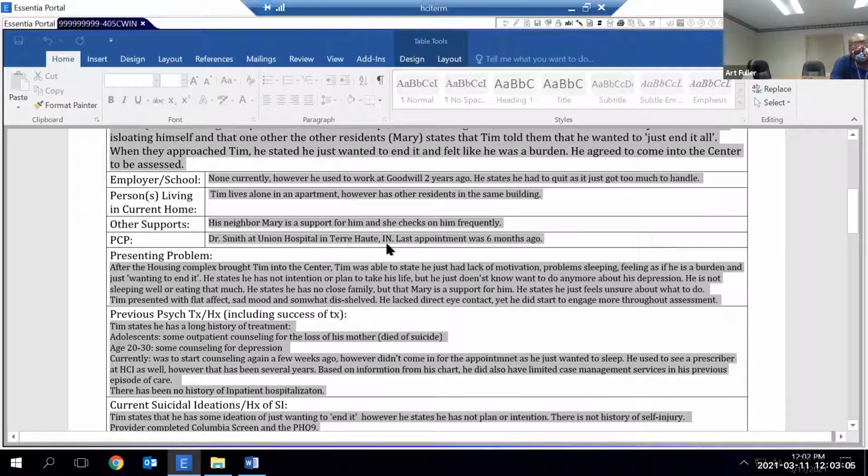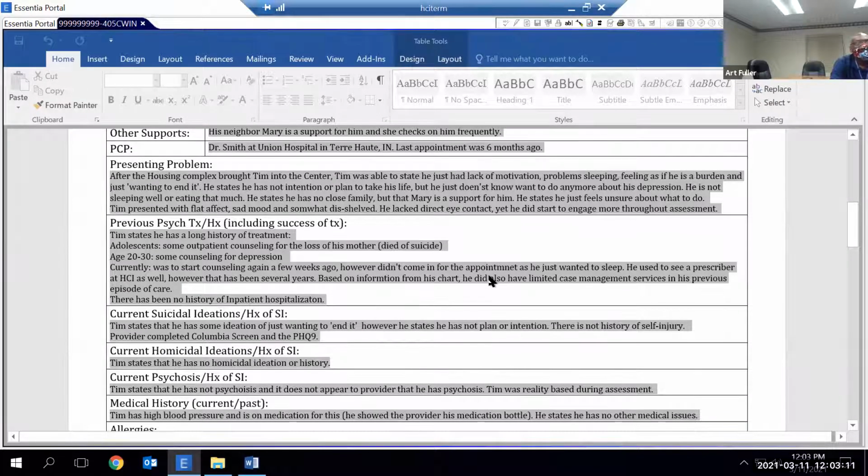You know, if it was 3 years ago, that's an issue. 6 months ago, maybe not so much. The presenting problem. Again, we're going to take the information that we got from the housing complex, but we also are going to talk to Tim now. Tim was able to state that he just lacks motivation, problems sleeping, feeling as if he's a burden and just wanting to end it. He does state he does not have an intention or a plan, but he just doesn't know what to do anymore about his depression.